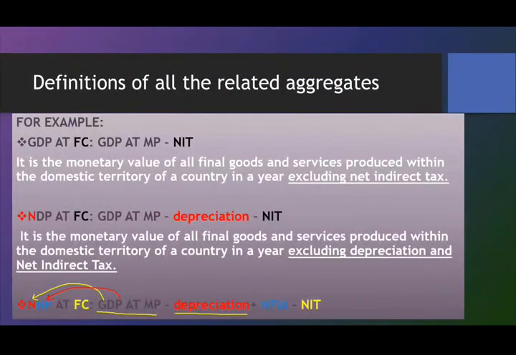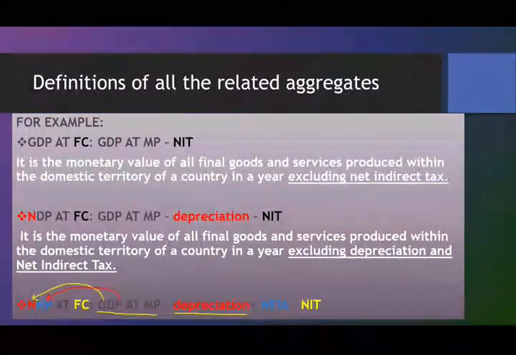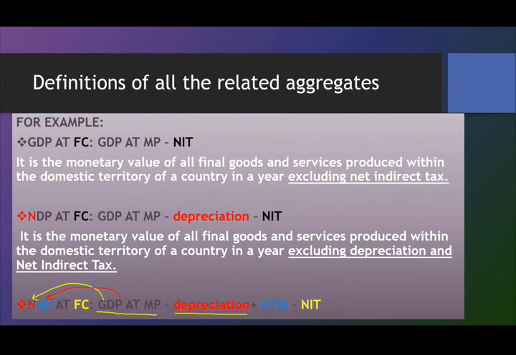So in the same formula, in the same example, you can see NNP at FC, you have to move from GDP at MP to NNP at FC. So here from DP to NP, we have to move. DP is the narrow concept and NP is the broader concept. That is why we have added NFIA in this formula. If the things are clear, you can check. The MP to FC, we have to move now. Market price is the broader concept. FC is the narrow concept. From broad to narrow, you have to deduct the difference. And what is the difference here? That is only the NIT.